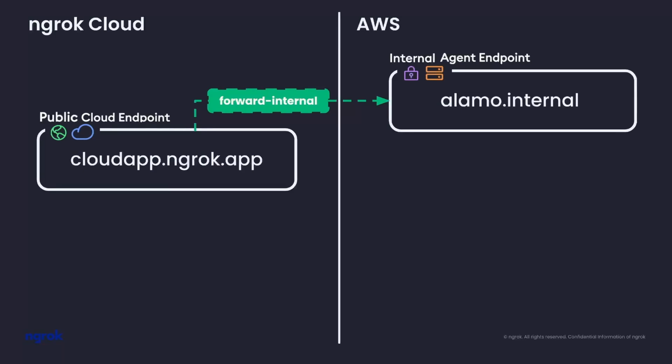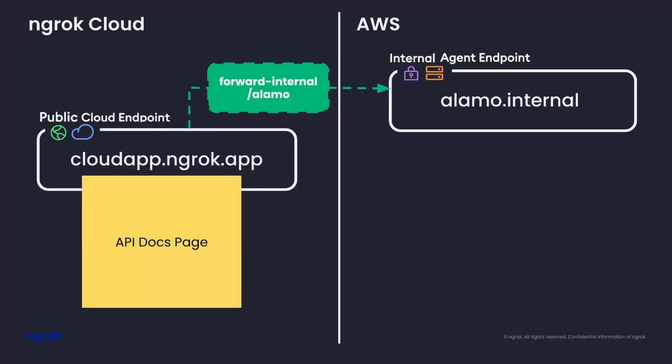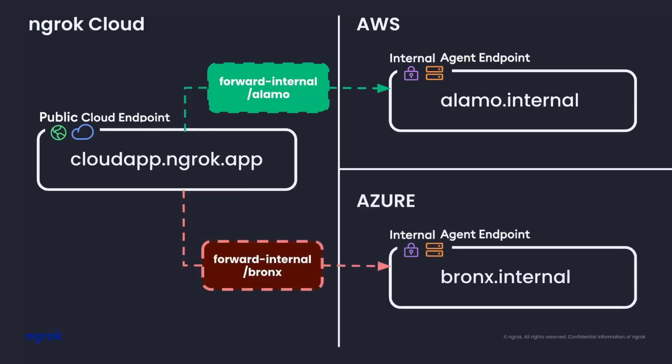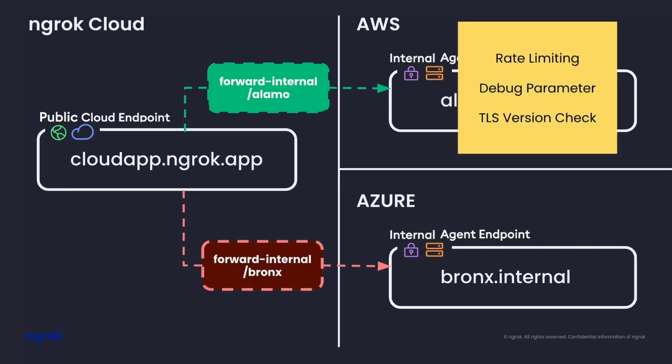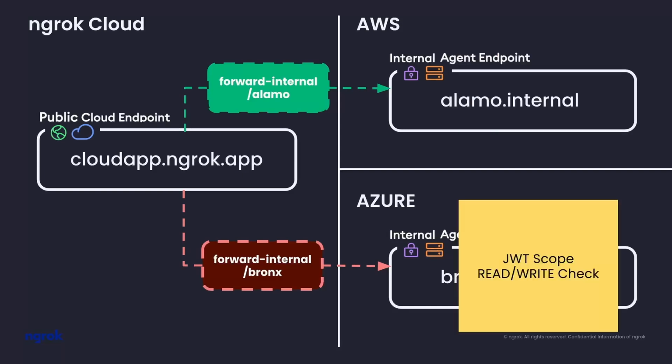Let's enhance our cloud endpoint to route traffic intelligently. Our cloud endpoint routes traffic by path. /Alamo forwards to our AWS internal endpoint, and /Bronx forwards to our Azure internal endpoint. Each service team manages their own policies independently. AWS has rate limiting and debug parameters, while Azure checks JWT scopes to control read-write access.